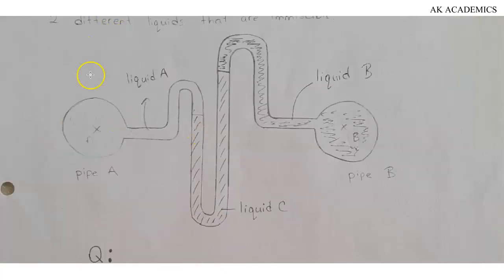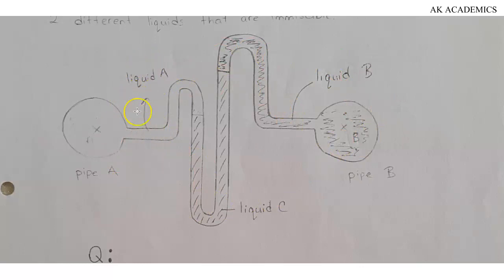What you can see here is a manometer. And you can see we have a pipe A and a pipe B right here, and there is liquid flowing from pipe A right into the manometer. Then you can see we have a liquid C here, and then a liquid B here. So there are 3 different types of liquid we have here. For pipe B, we have liquid B. For pipe A, we have liquid A. And then there is another liquid C right in the manometer. So you should be able to understand how this works.